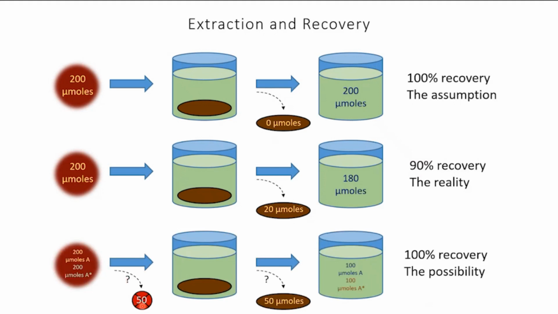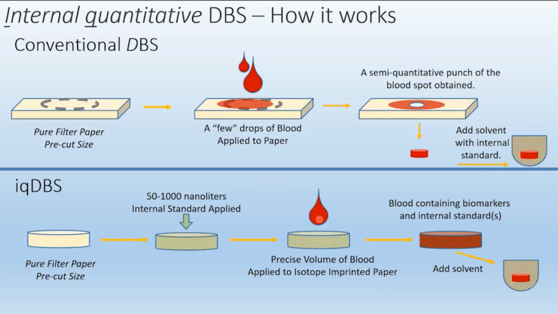And so if you had an internal standard present early on, you could account for that loss, right? So even if you lose 20 or 50 micromoles of the initial material, you're going to lose a similar amount of the internal standard, that's the labeled version of that analyte, to give you essentially 100% recovery, that would be measurable based on the reference of the analyte to its internal standard. And so this is what we did.